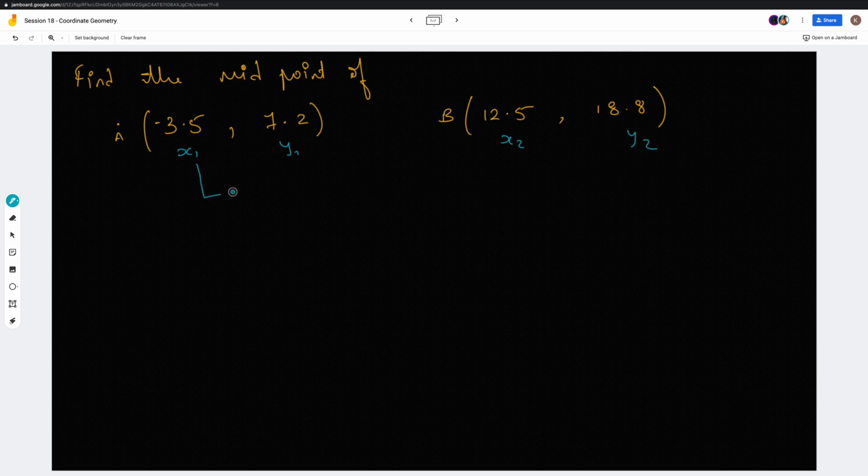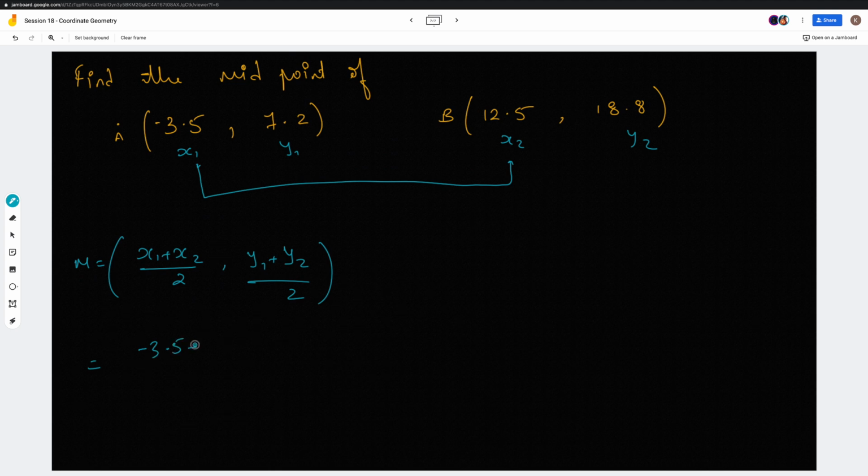Now you just have to add x1 plus x2. So to find the midpoint, x1 plus x2 divided by 2, comma y1 plus y2 divided by 2. What is x1? x1 is negative 3.5 plus what is x2? 12.5 divided by 2, comma what is y1? y1 is 7.2 plus 18.8 divided by 2.